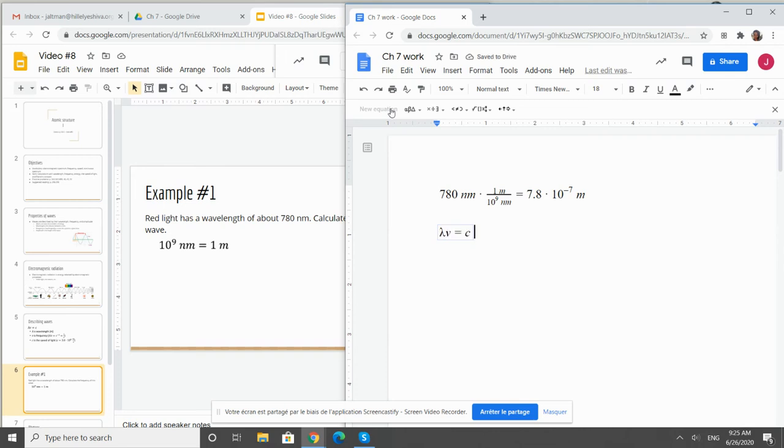Then we are going to solve for frequency. Just put that in your calculator. Be careful with your parentheses. And I got 3.8 times 10 to the 14th power, not to the negative.